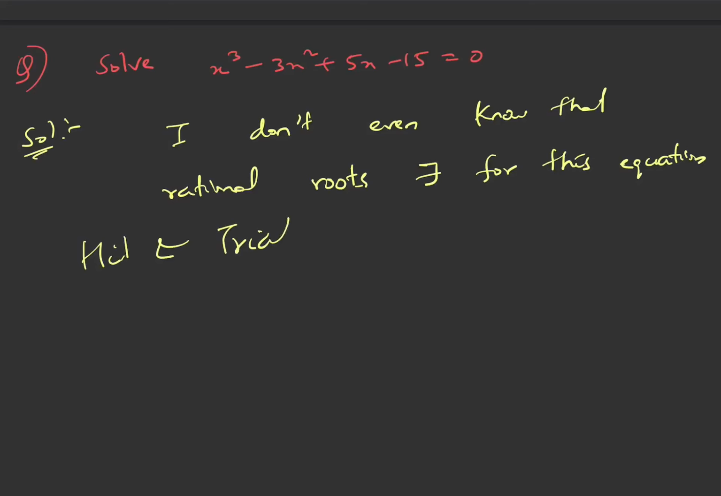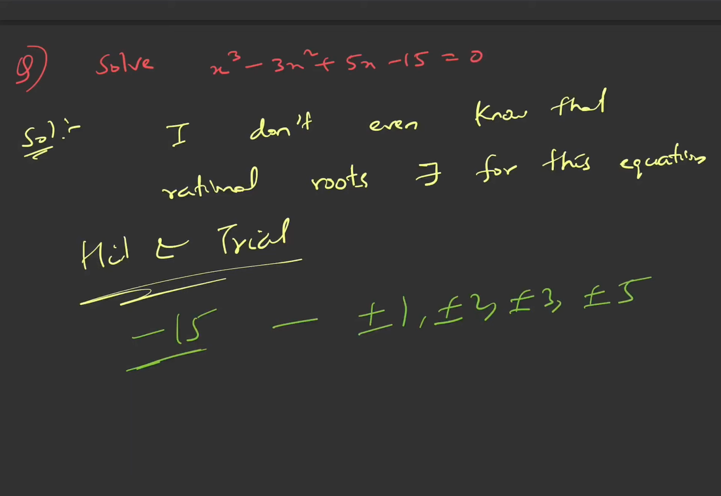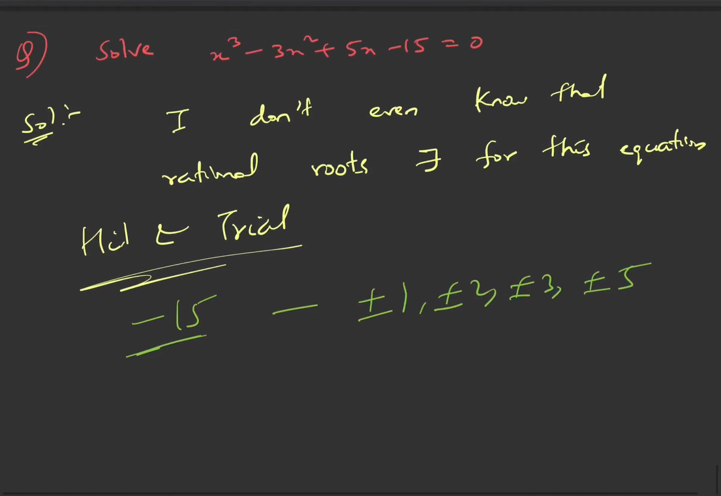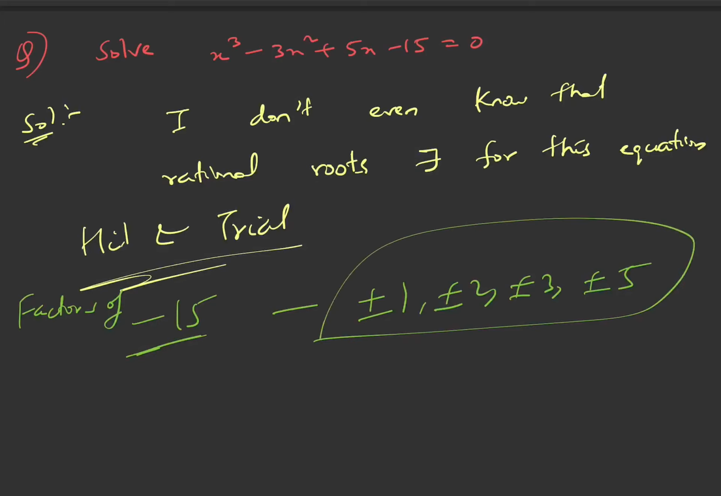I'm just doing hit and trial, right? I don't know whether rational roots are there or not, but I'm doing hit and trial. But now we have studied the rational root theorem, so we can do some hit and trial in a good way, right? Because a root should be a factor of minus 15. The factors of minus 15 are plus minus 1, plus minus 2, plus minus 3 and plus minus 5, right? So if there is a rational root, then it should be one of these numbers, because the leading coefficient is 1, so a rational root will be an integer only.